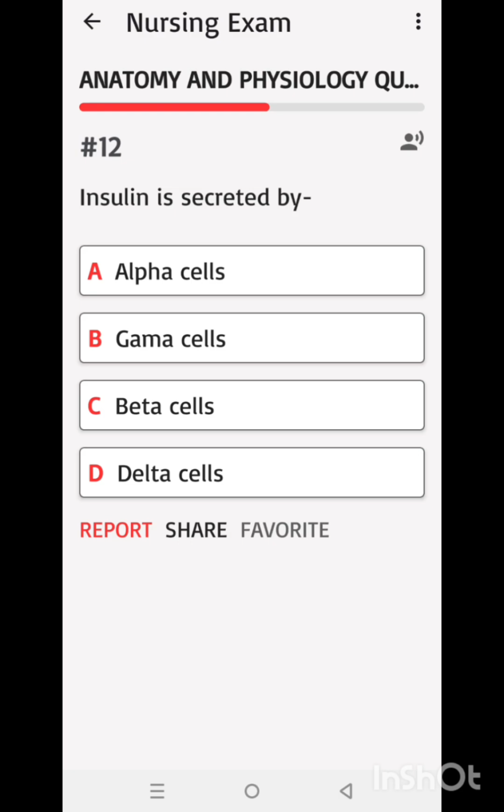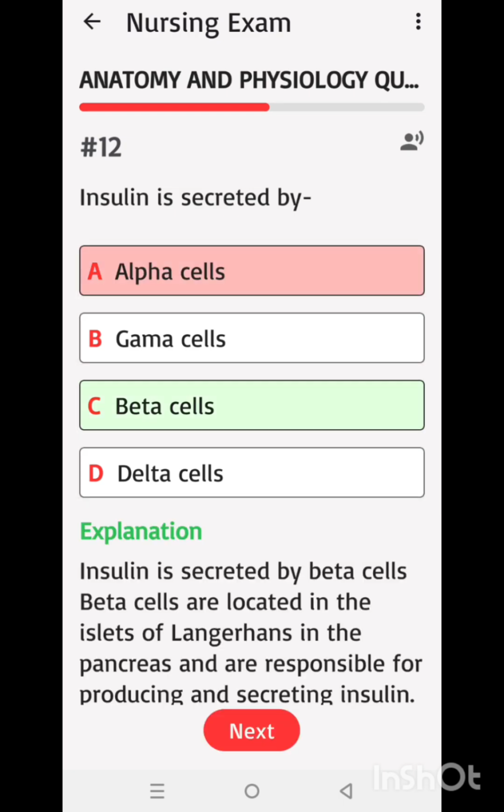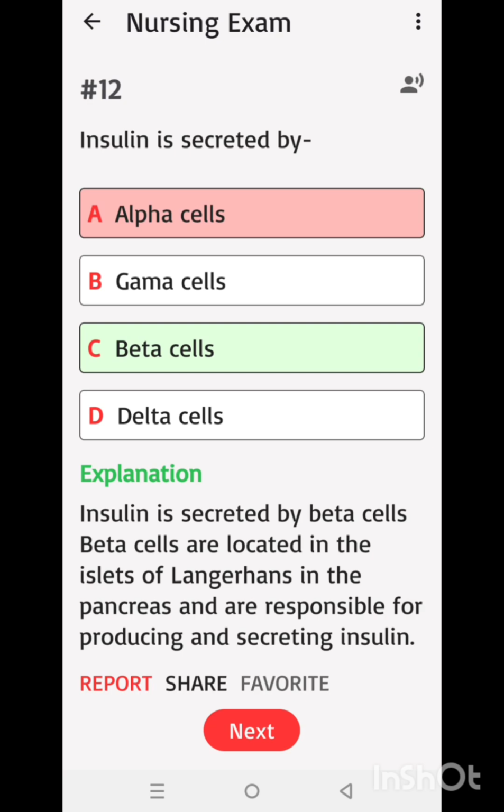Insulin is secreted by A. Alpha cells. B. Gamma cells. C. Beta cells. D. Delta cells. Correct answer is C. Insulin is secreted by beta cells. Beta cells are located in the islets of Langerhans in the pancreas and are responsible for producing and secreting insulin.